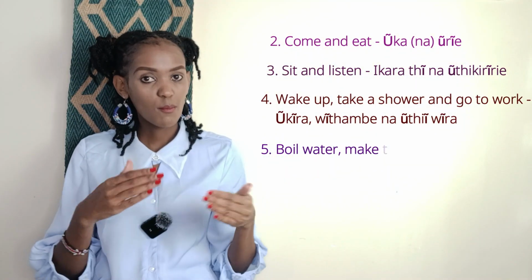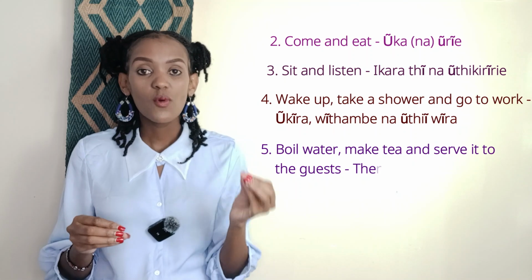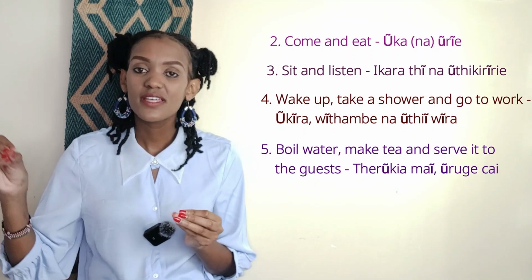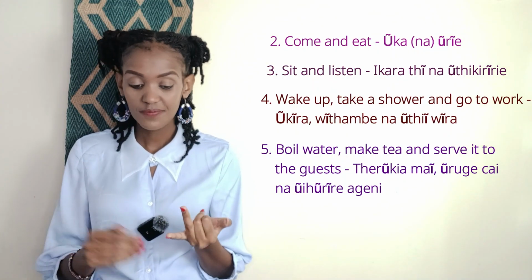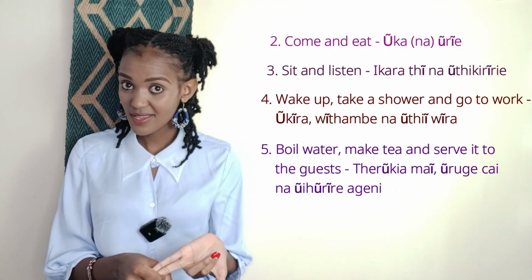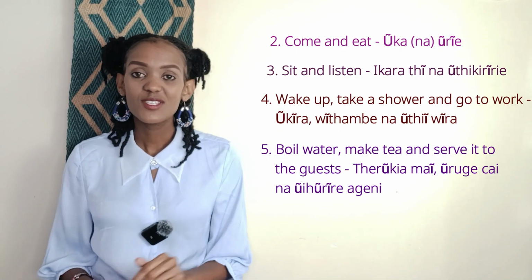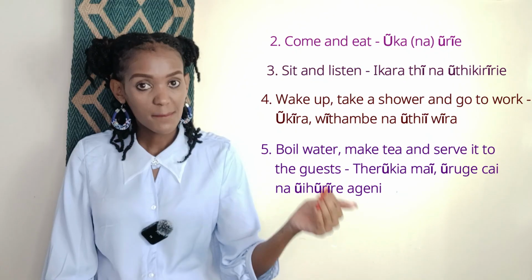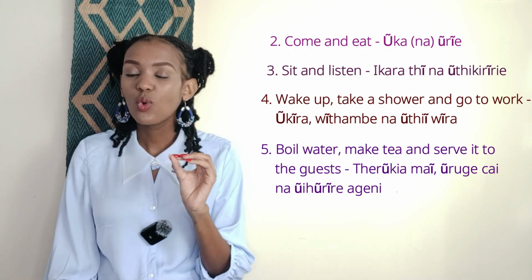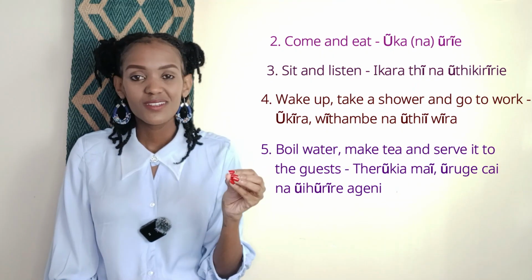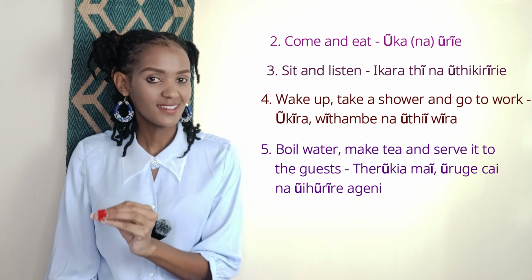So if I was to say boil water, make tea and serve it, maybe to the guests. To boil is therukia or samura. Make tea is ruga sai, and to serve is ihora, koihora. Okay, so the first verb will be therukia mae, oruge sai na oihorere ageni. Therukia mae, oruge sai na oihorere ageni.